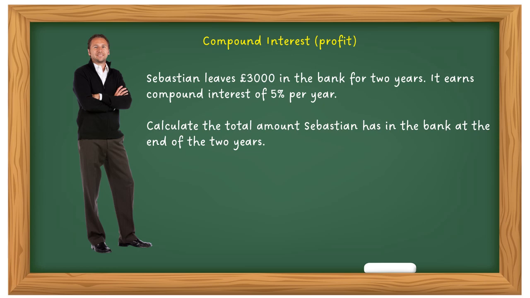Well, it's fairly simple. You start with your £3,000, you add 5%, and to that total you add another 5%. You can see that his return on his initial investment of £3,000 is £307.50. All you do in your calculator is type in 3,000, add 5%, press the equal button, add 5% again, press the equal button, and that should give you that figure there.